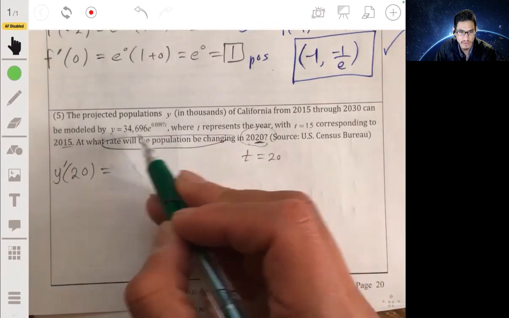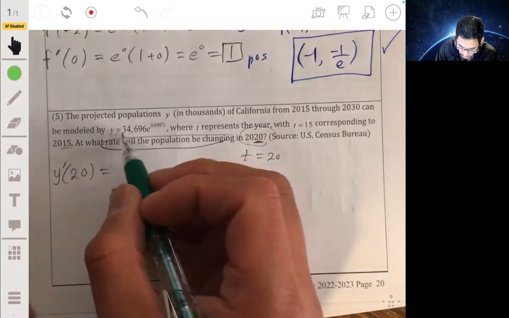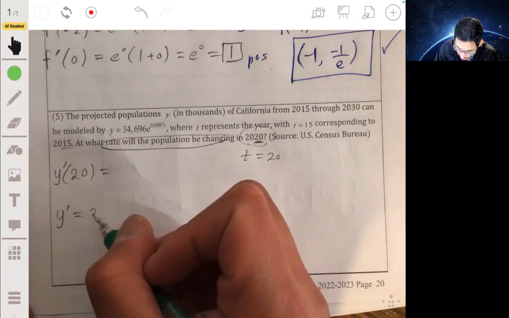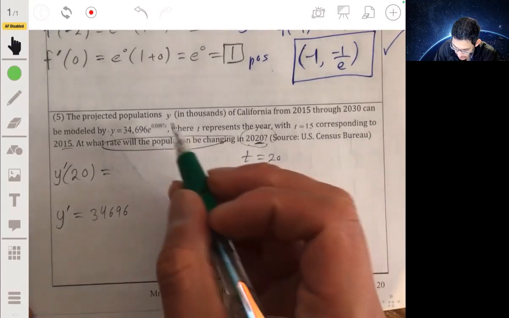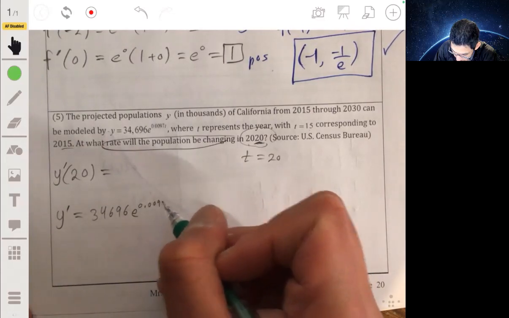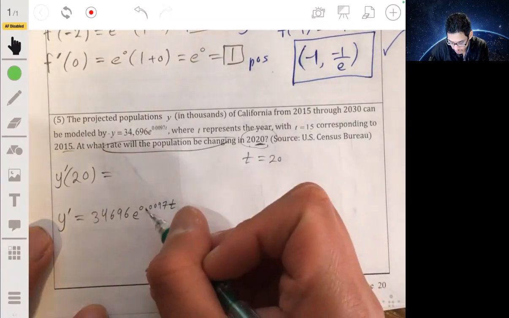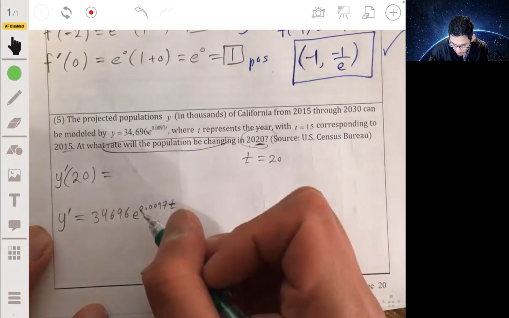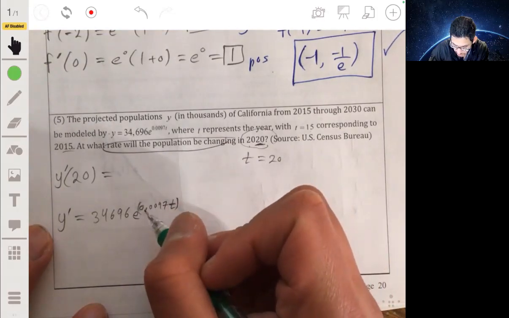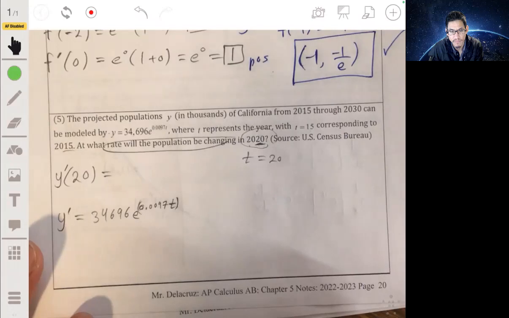So let's first find the derivative of y, and then we plug 20 into our derivative. So let's find y prime. Y prime will be 34,696 times e to the 0.0097t. Remember, this stays the same, and since it's a composite function, we want to multiply this by the derivative of 0.0097t.